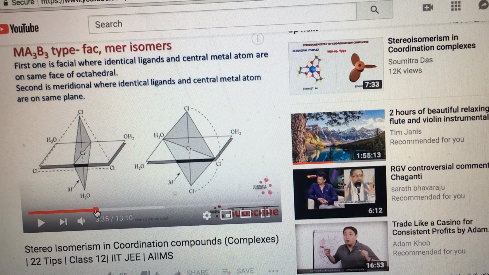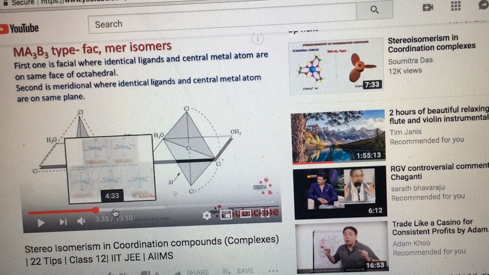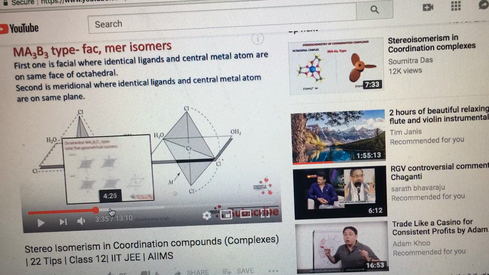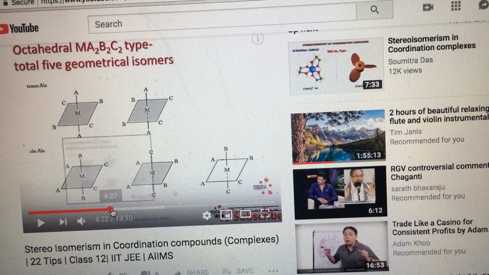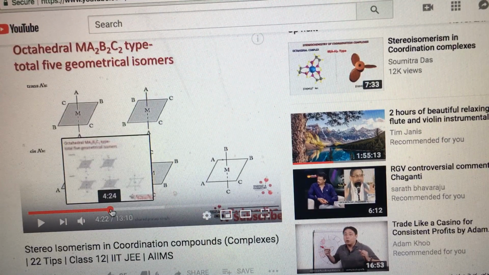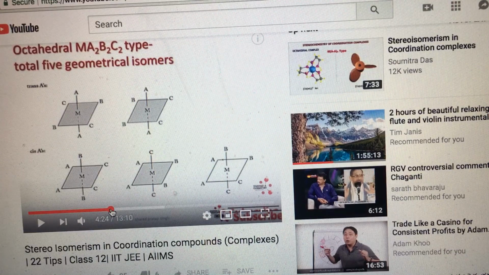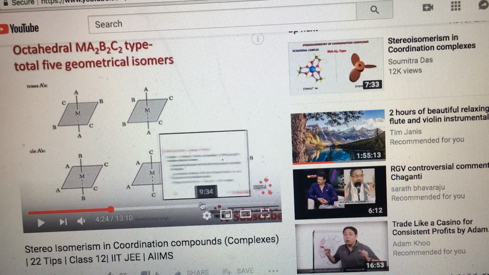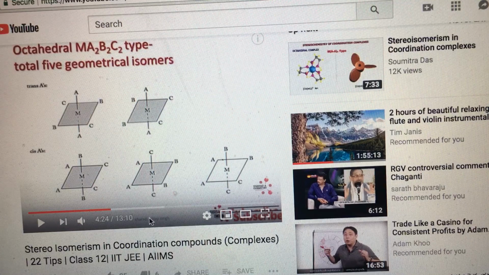MA3B3 can exist as fac-mer isomers. That is very important. Next, MA2B2C2 type can exist in 5 possible geometric isomers. The 5th geometrical isomer can be optically active.